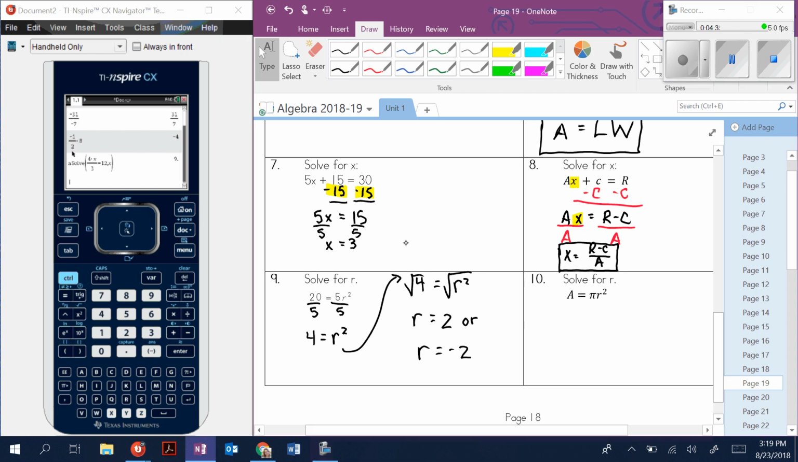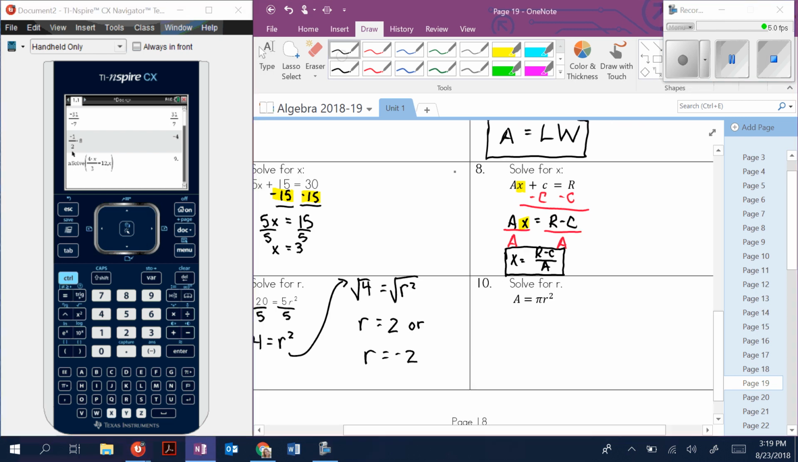You know, sometimes you might see it written a different way. So like x is equal to r divided by a minus c divided by a. And all that's doing is breaking up that top, I guess your numerator, into 2 different fractions. So r is being divided by a, and so is the c, and then you're subtracting them. So you could write it either way.